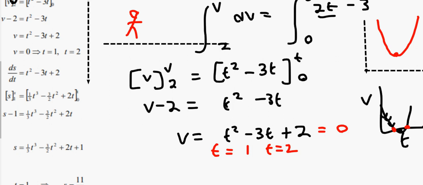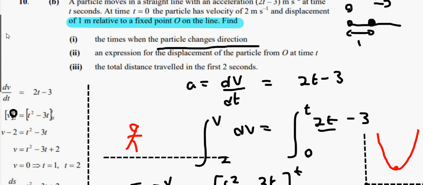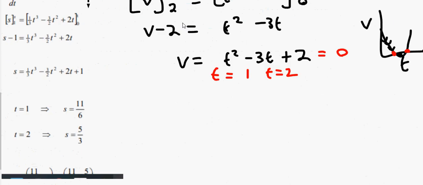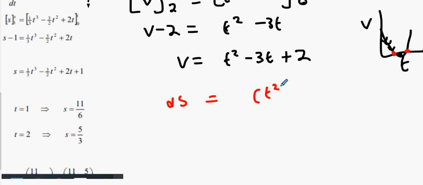Okay? Now, find an expression for the displacement of the particle from O at a time t. Alright, so that means we're going to use velocity, aren't we? So it means we're actually going to use this equation after all. So what's v again? Different way of saying v? ds dt. And I'll just skip a step here. ds equals t cubed minus 3t plus 2 dt.